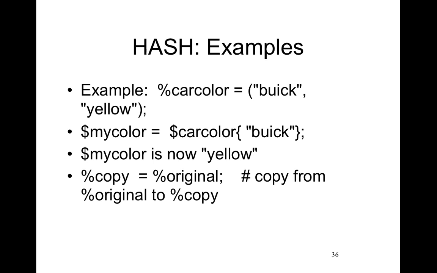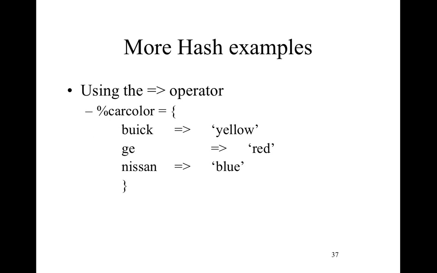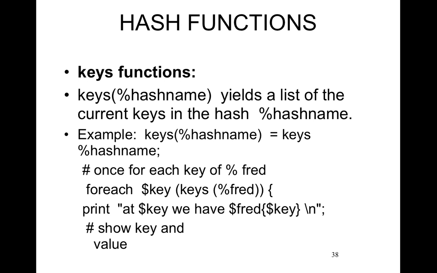%copy equals new %original, %copy one hash to another hash. You can do the same thing with arrays too, by just making the equals. More hash examples using the equals and the arrow operator. So color equals, and we're going to say Buick is yellow, GE is red. We don't have GE cars anymore. Okay, so what can I say? Toyota's yellow, Honda's red, Fiats are blue. How's that? More modern day comparisons.